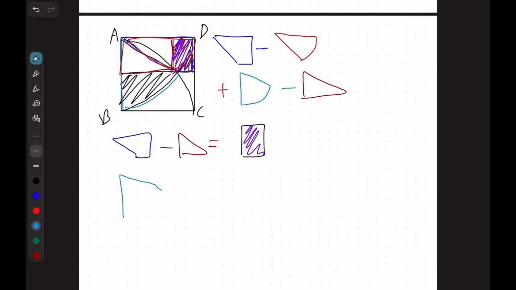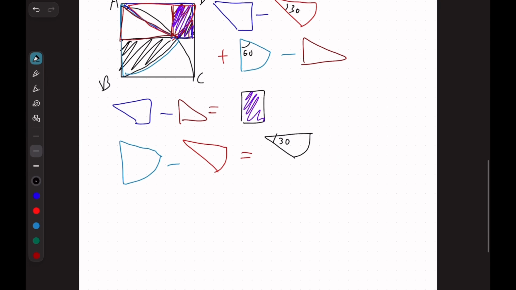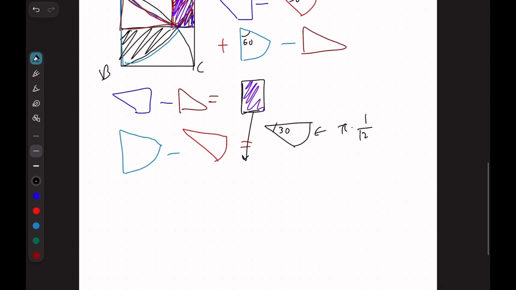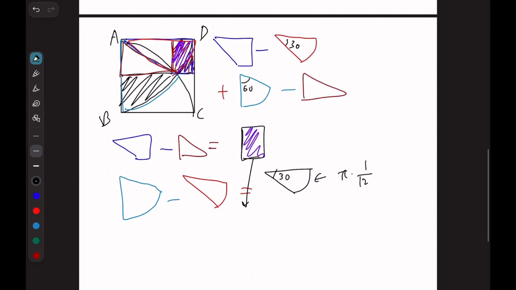This minus this is this, which is 30 degrees, because this is 60 degrees and this is 30 degrees. The area of this is pi times 1 over 12. And to find the area of this, we have to know both the sides. Let's just assume that the area of square ABCD is 1, because we have to divide by the area of ABCD anyway.